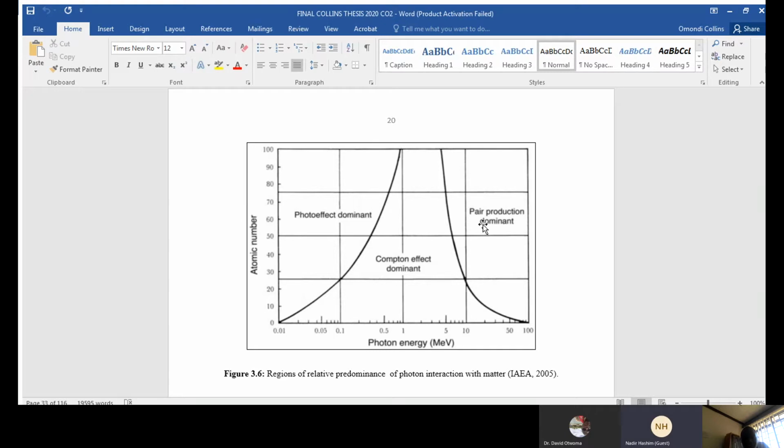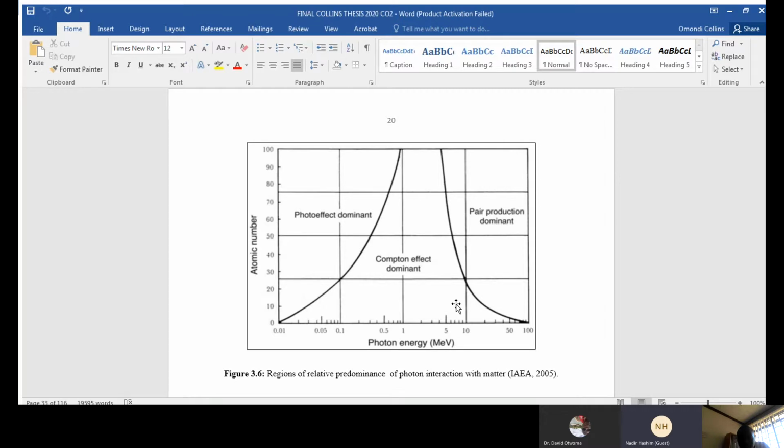Okay, so at what energy does pair production start to take effect? I think it's from around 5 MeV. 5? Theoretically, at what energy can it take place? I'm not sure of the exact value.